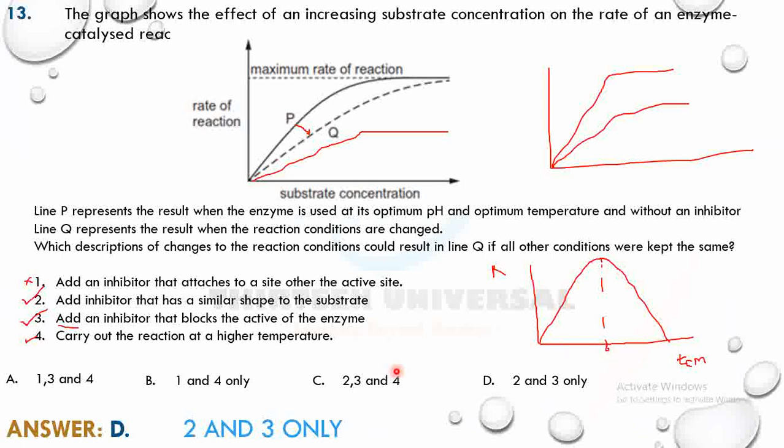So I think this is a typo error. It should be 2, 3, and 4. The answer should be C. 2, 3, and 4 could actually affect this, because we're looking at the descriptions that could cause changes. So tell us what you think. Let's go to the next. The diagram shows a metabolic pathway.